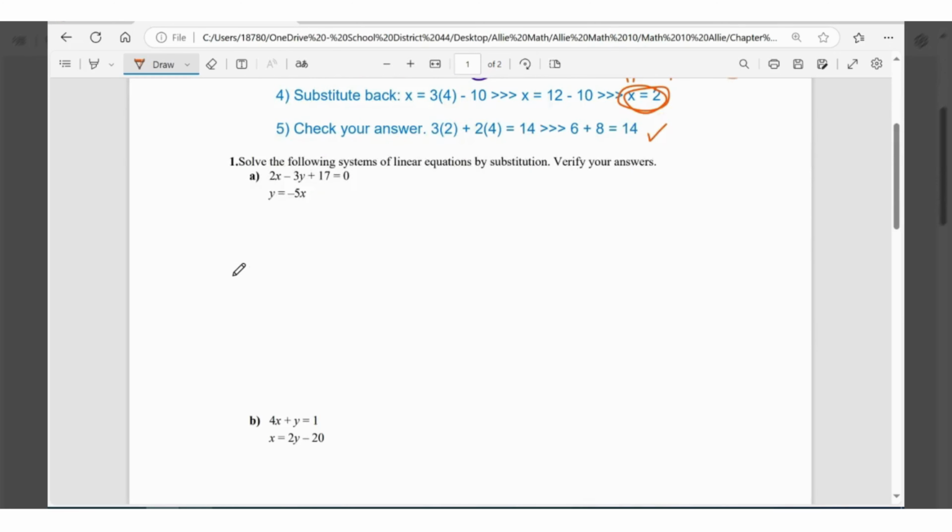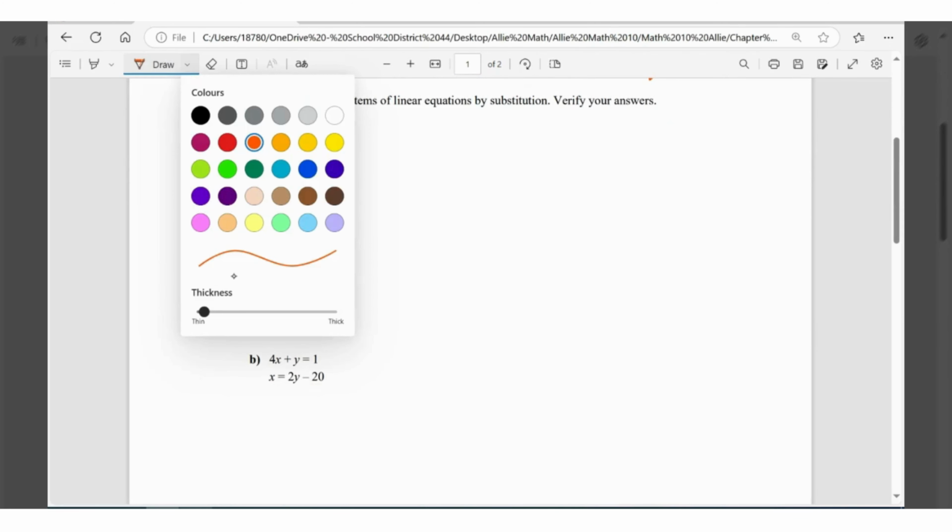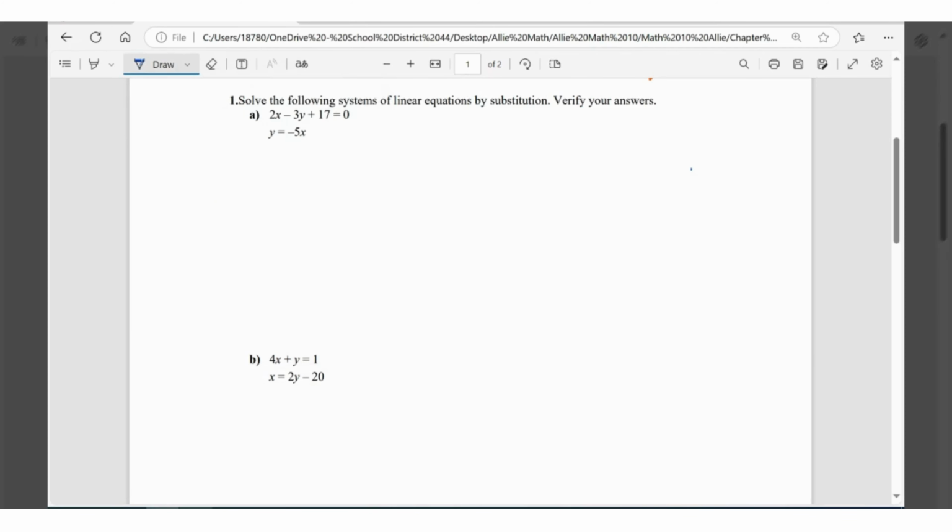So let's do one right here. Switch back to blue. Solve the following systems of linear equations by substitution and verify your answer. So we already have an isolated variable.